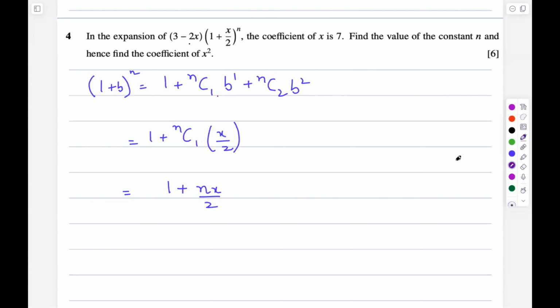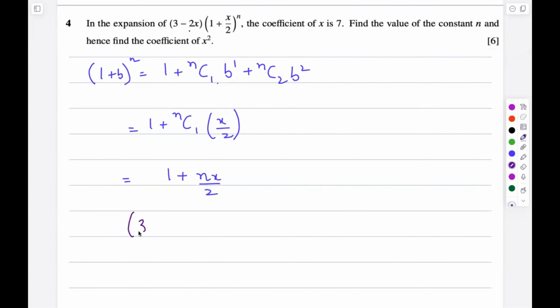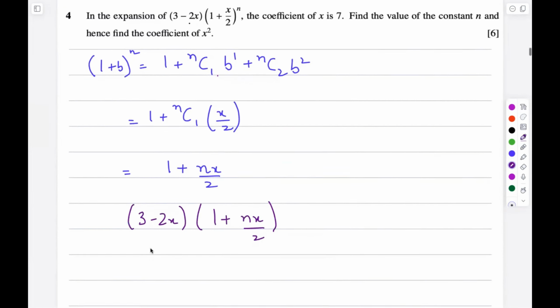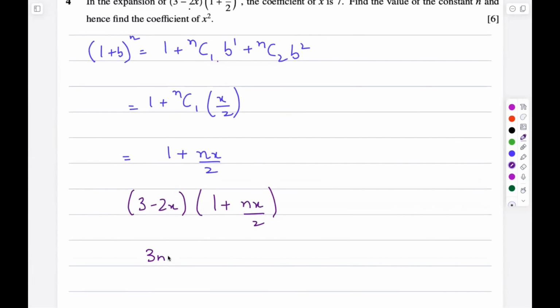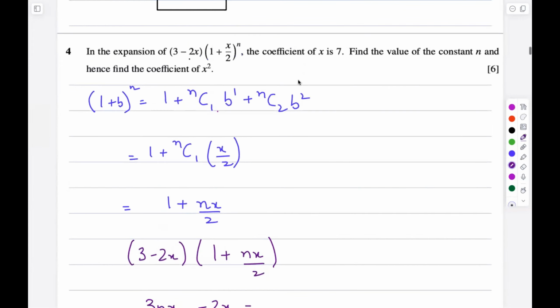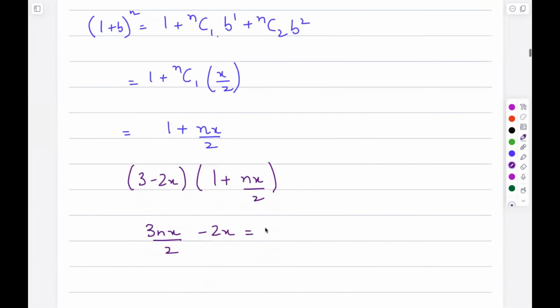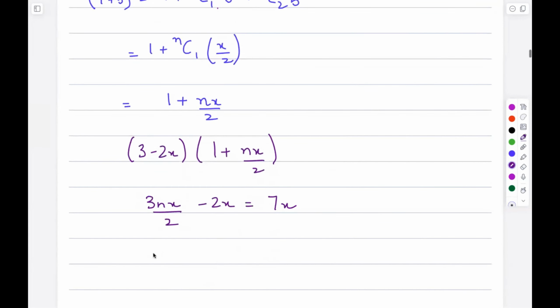Now multiplying it by 3 minus 2x. So we'll get 3 minus 2x multiplied by 1 plus nx upon 2. Now to get a term in x, we'll multiply 3 by nx upon 2 and minus 2x by 1. So this will become 3nx upon 2 minus 2x, and that will be equal to the coefficient of x, which is given as 7, so that will be equal to 7x. Taking x common on the left-hand side, we will get 3n upon 2 minus 2 equals 7.